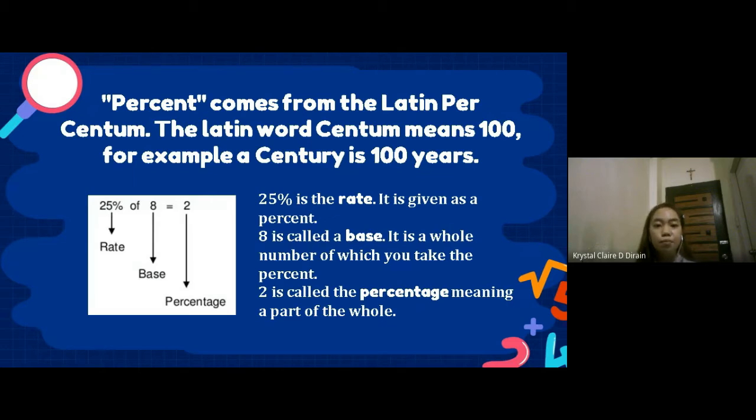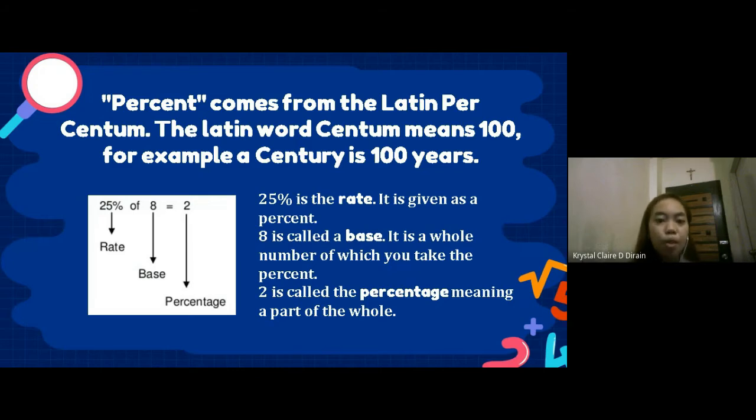So percent comes from the Latin word per centum, and centum means 100. For example, a century is 100. We have already discussed this in our previous lesson, but in today's lesson, we will just be dealing with the percent that is only 1 to 100.